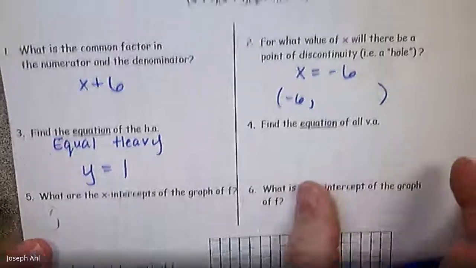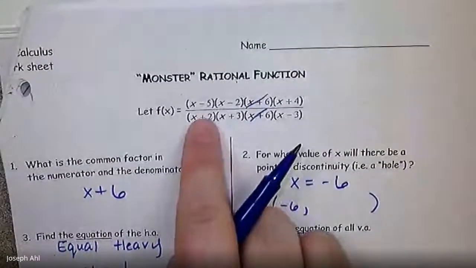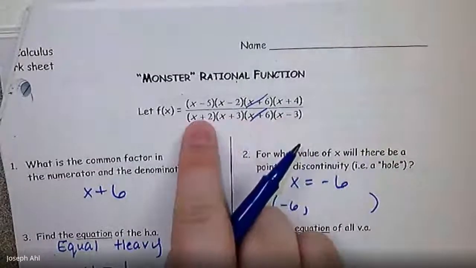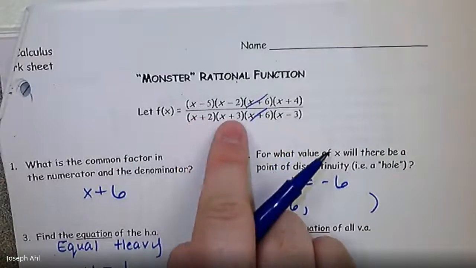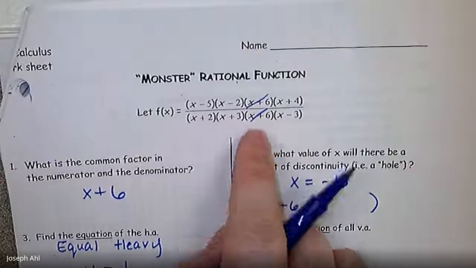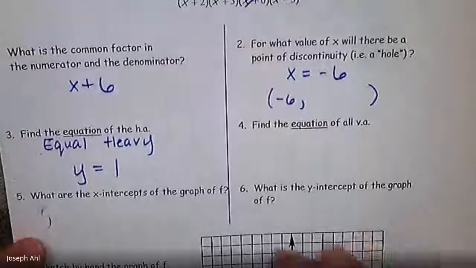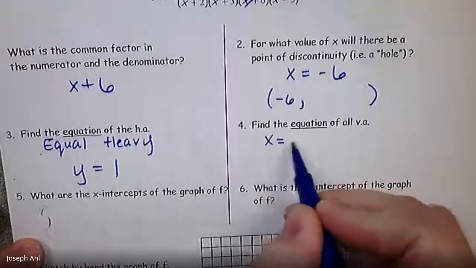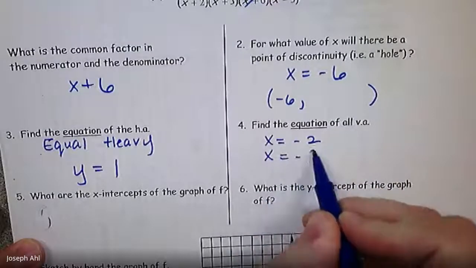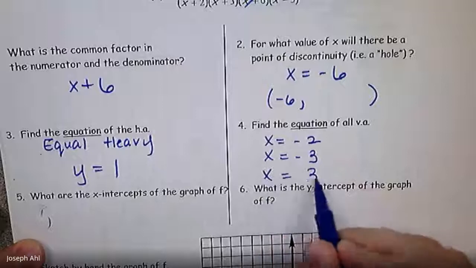Find the equation of all vertical asymptotes. The vertical asymptotes are what makes the denominator equal to 0. So you've got -2, -3, and 3, right? We're definitely not including the -6 anymore. So we've got x equals -2, x equals -3, and then x equals +3.